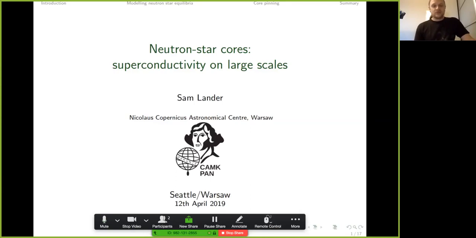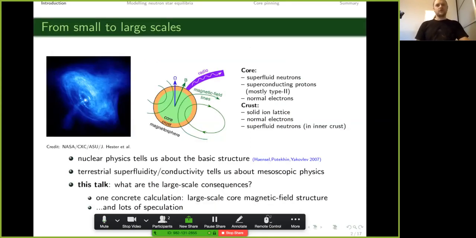So I think most of the talks that you've had so far at this workshop, the ones that haven't been terrestrially focused, have been focused on the neutron superfluid in a neutron star. So I'll be looking at the other superfluid in the neutron star core, which is the proton superconductor. And given that we're not all specialists, we don't all work primarily on neutron stars, I'll give a little bit of introduction first.